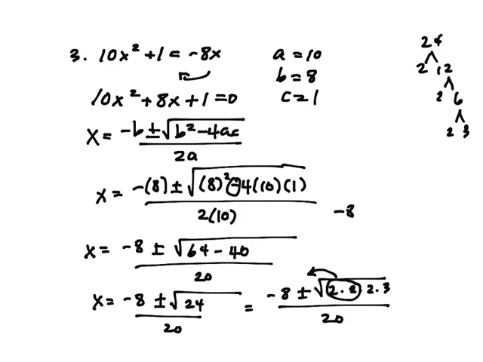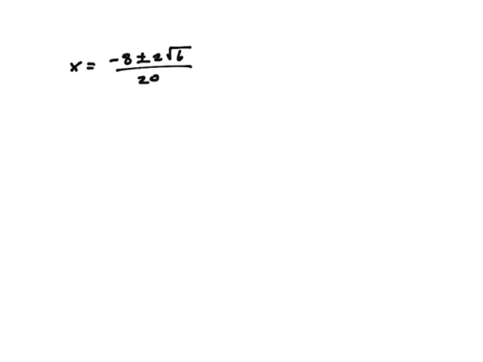So we have negative 8 plus or minus 2 to the square root. We have a 2 and a 3 left, so we can go ahead and multiply those. That's a 6. Now we have this. Now we need to simplify. Okay, I'm going to pause it, and I'm going to write it down.